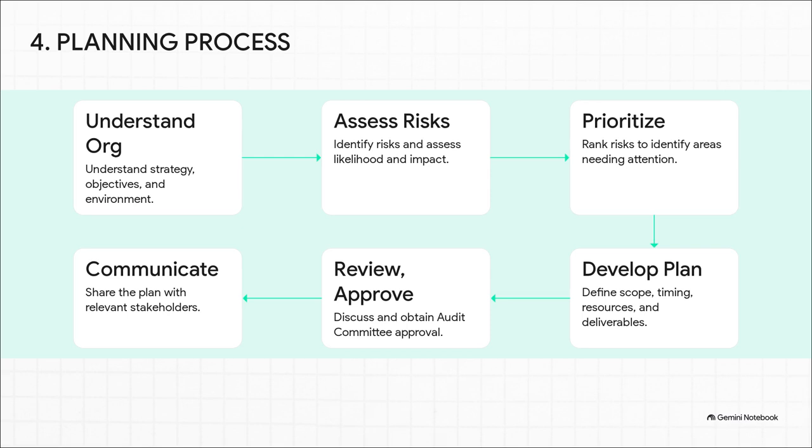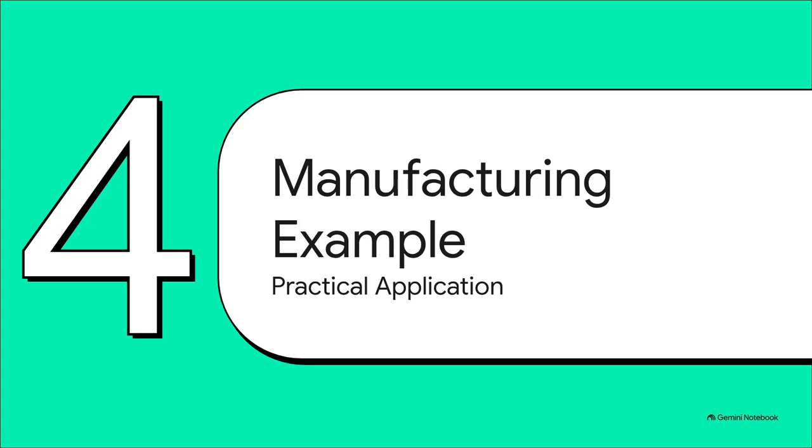Step 5. You review and approve it with the audit committee. And finally, Step 6. You communicate that finalized plan with all relevant teams to ensure total transparency across the board. Let's take those abstract concepts and ground them in reality. Section 4. Example, manufacturing company.